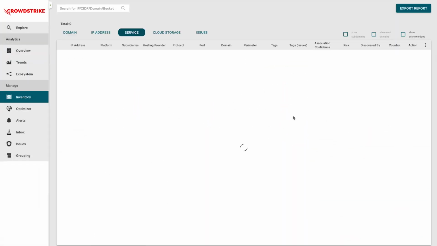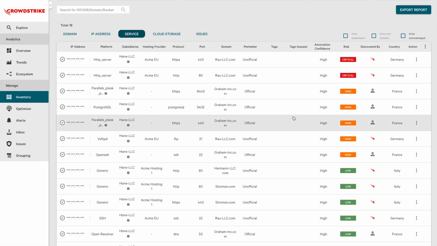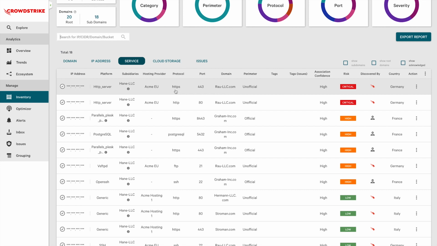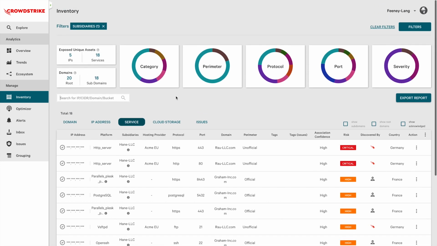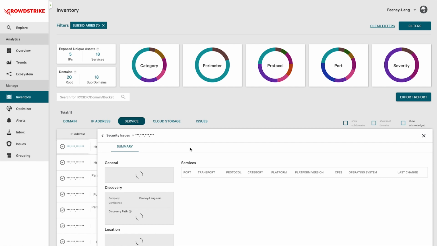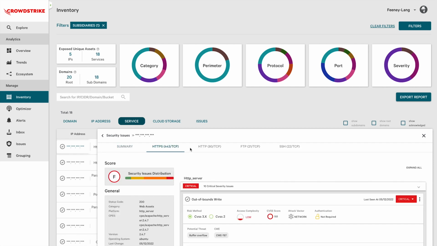Let's take a look at this company's subsidiary, which currently holds a grade of F for security posture. Security and vulnerability analysts will have quick access to a list of services and the respective assets they belong to, with varying levels of risk severities defined. This helps prioritize a response to the systems imposing the most risk at any given moment.